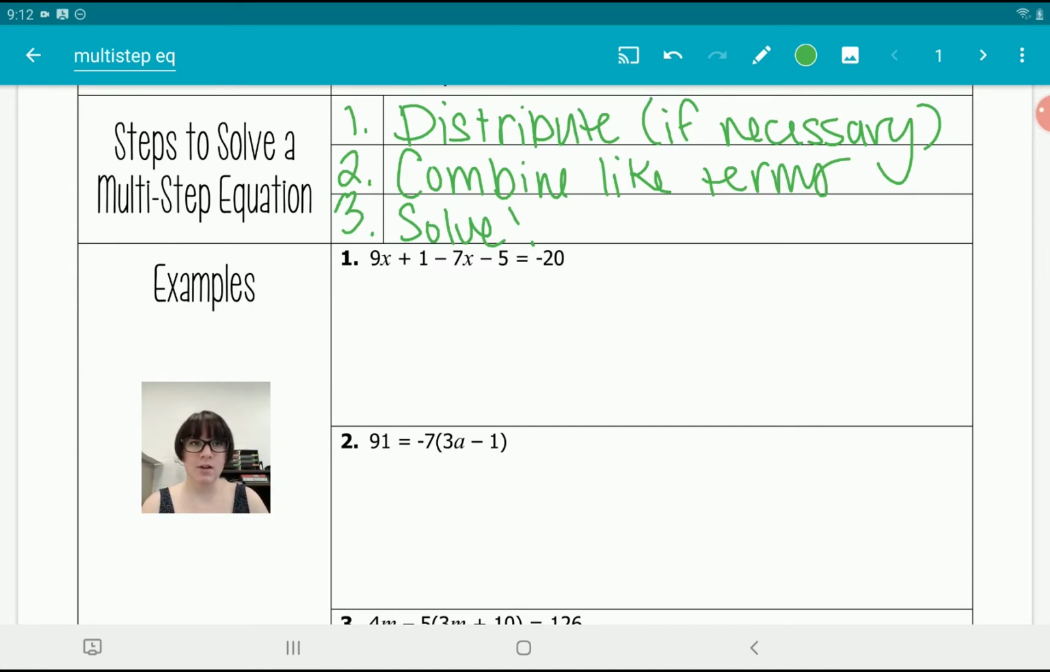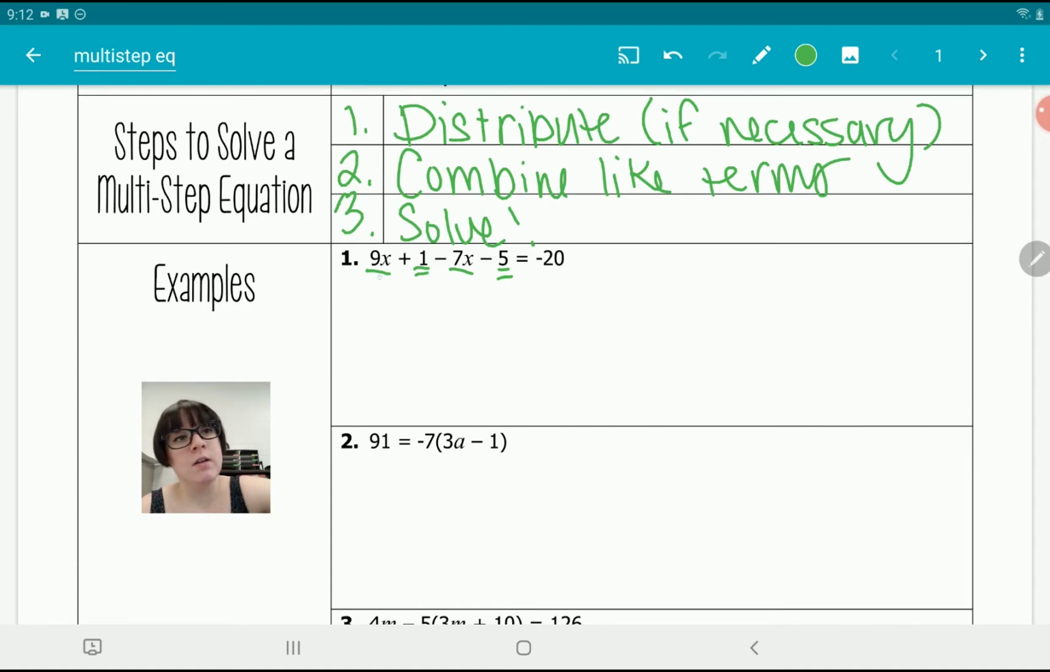Distributing if necessary. I don't see any parentheses, so we don't have to distribute. So we're just going to go on to step number 2, combine like terms. So we're going to look for all of the terms that have the same variable. So we have 9x and 7x, or negative 7x, sorry. We're going to look for the constants, 1 and negative 5, so the ones without variables. So I underline the ones with just x once, and then I underline the ones without x twice.